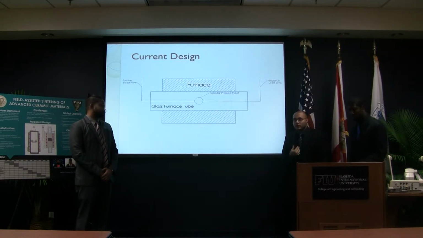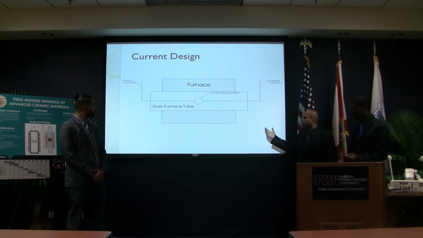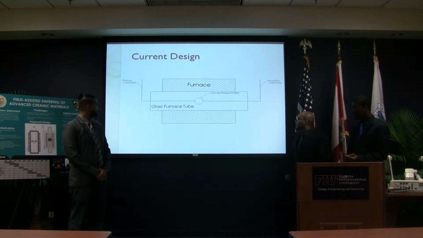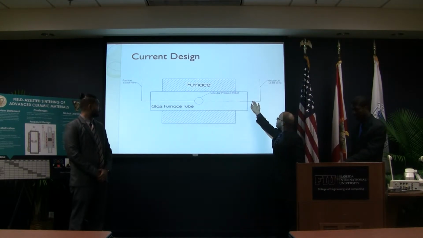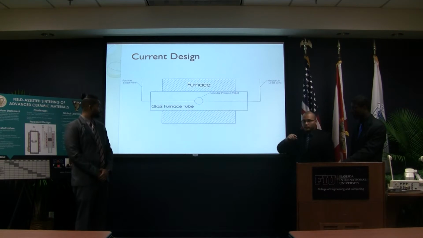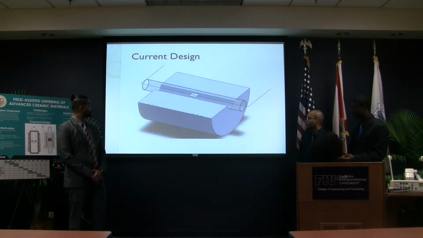This is a current design that we have in the laboratory. We have a horizontal furnace, we have a glass tube, and we have the sample placed inside. And then we have platinum wires to the sample, which will pass the electric current to the sample.